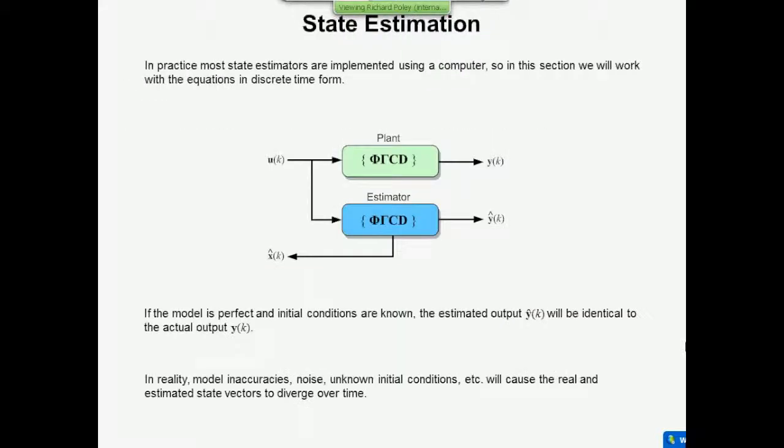Now, because most of the time when you construct an estimator, you're going to do it in software using a computer, I'm going to continue this section completely in the discrete domain, because although the theory applies equally well to continuous time estimators, in practice, you're not going to be building one of those. It's going to be an algorithm, so you're going to be working with discrete time systems. So we're going to use phi, gamma, C and D instead of A, B, C and D in the equations. And in practice, yeah, they're implemented using a computer.